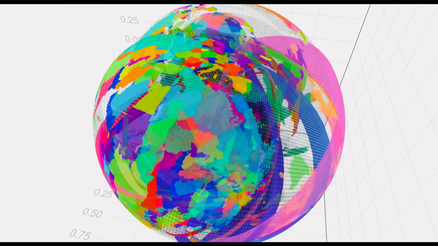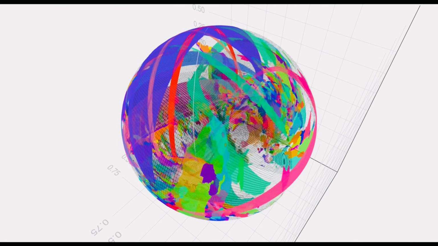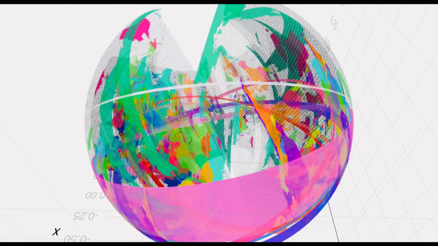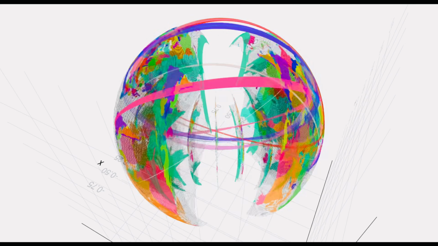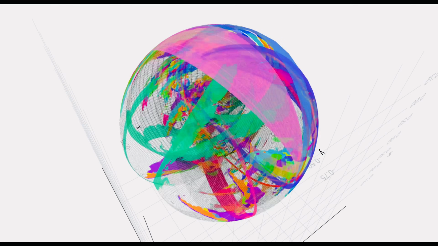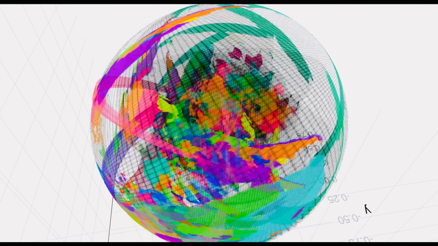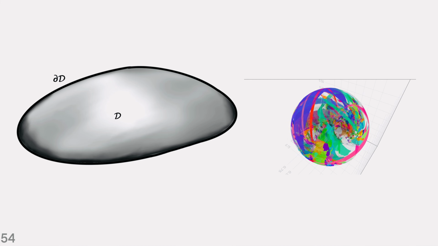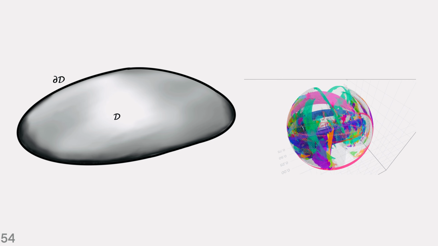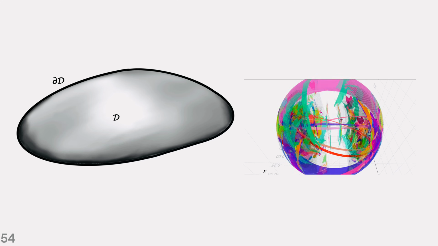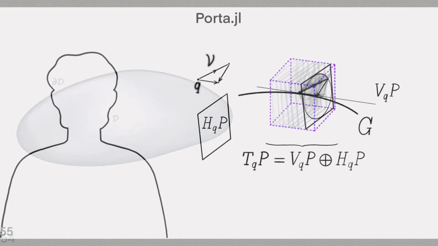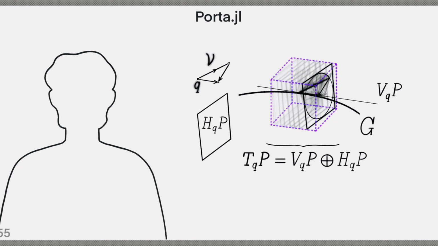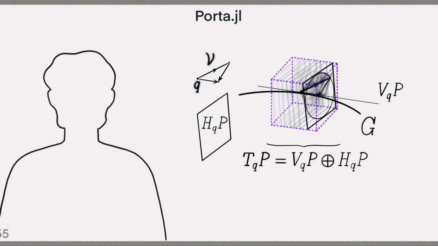The boundary of a well-behaved compact-oriented 4-dimensional region is a 3-dimensional region. The boundary consists of those points of the 4 region that do not lie in the interior. Hamilton's principle states that the integral of a 4 form scaled by some field Lagrangian over a 4-dimensional region is stationary. What are horizontal subspaces, and what do they have to do with vector potentials and gauge fields?